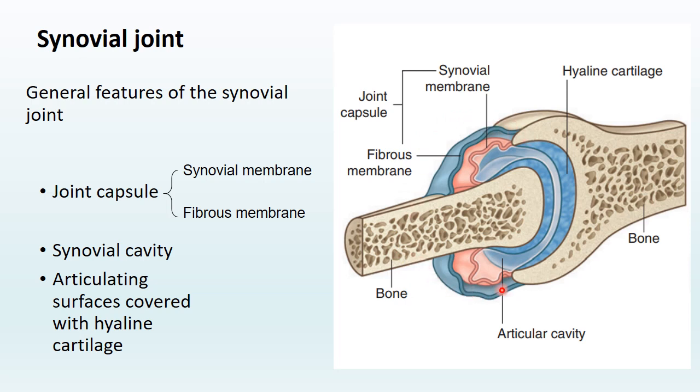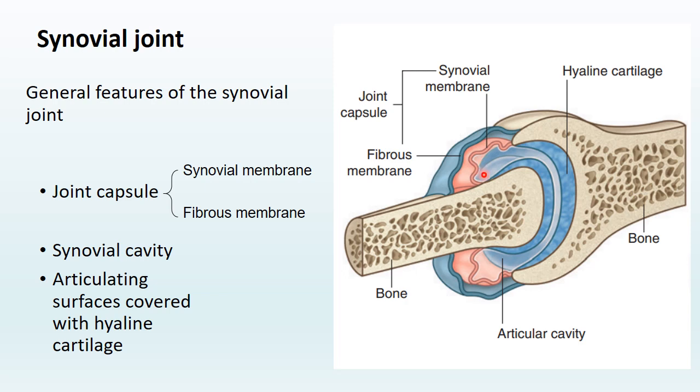The third feature is that the cavity between the articulating surfaces is sealed, مغلقة, by a joint capsule. This joint capsule has two layers. The inner layer is called the synovial membrane, which is a highly vascular membrane attached to the margins of the attachment of the hyaline cartilage. We see here they are attached on the margins, على حافات, of the attachment of the articular cartilages.